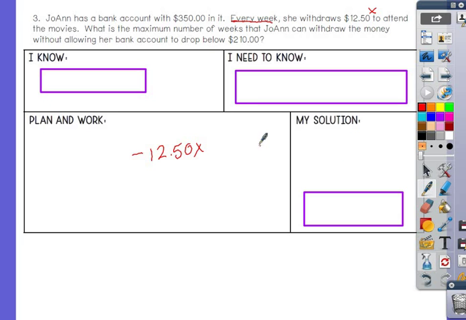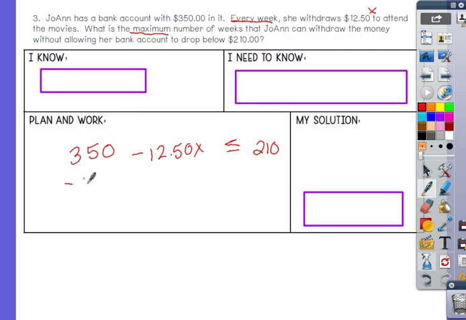Taking out money. So I'm going to be subtracting 12.50x from something every week. And I need the amount of money to be... what did it say? Keyword was maximum. Couldn't drop below 210. So this number on this side cannot be less than 210. That means it has to be a greater than symbol. All right, well, what is she going to be subtracting from each week? 350 was her original amount.